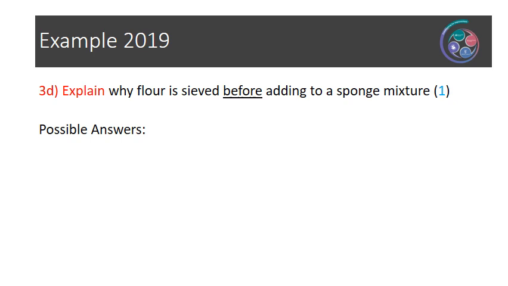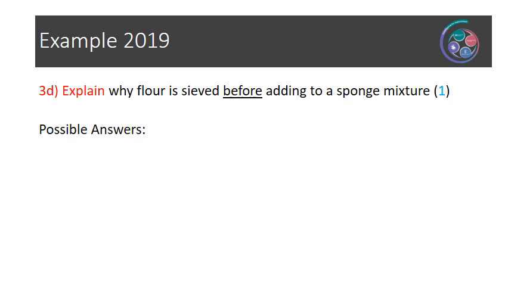Example from question paper 2019. Question 3D. Explain why flour is sieved before adding to a sponge mixture. 1 mark. I've highlighted the word explain, as this is our command word. As it is an explain question, you need to make sure you use the words because, as, therefore, or so in your answer to ensure you're explaining your answer.